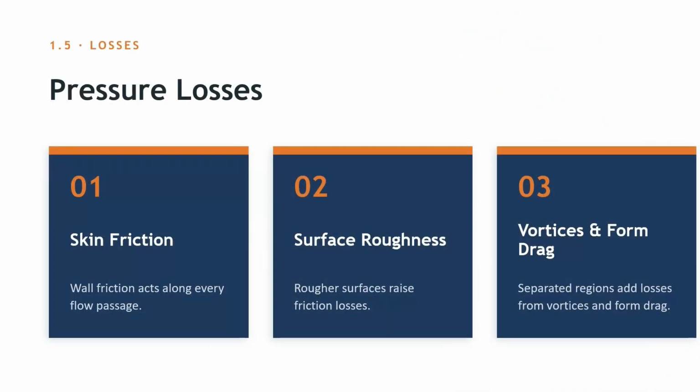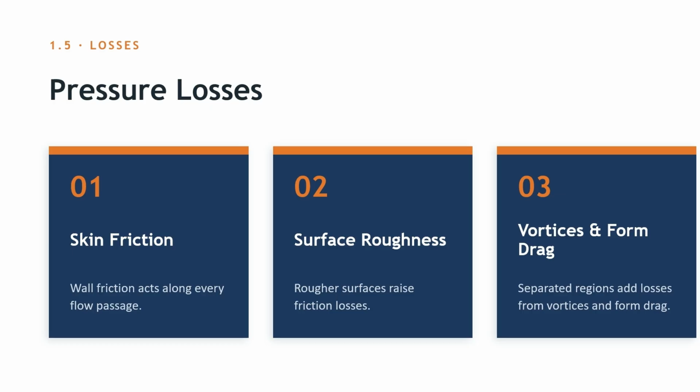Even a beautifully designed pump lives inside a system that causes pressure losses. This chapter breaks those losses into skin friction, viscous shear along walls, roughness effects, how surface texture increases friction, form drag and vortex dissipation, energy loss in separated regions, tees, bends, and recirculation zones. These losses reduce the effective head of the system and directly influence where the pump operates on its curve, how much margin we have for NPSH, and the overall efficiency of the plant.